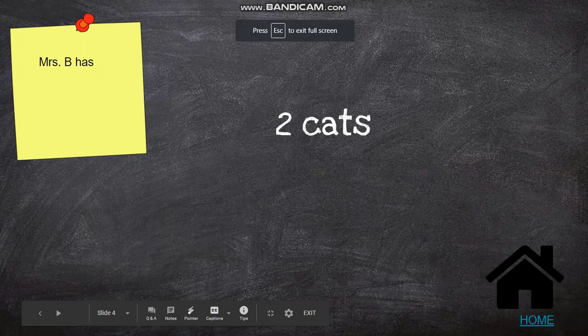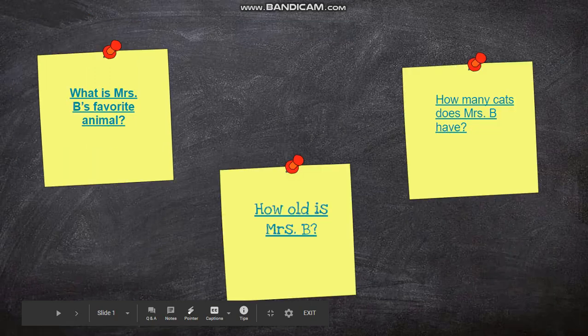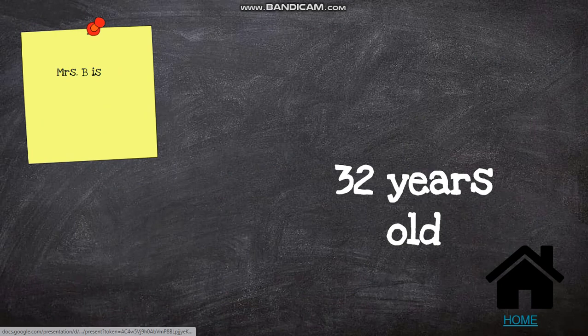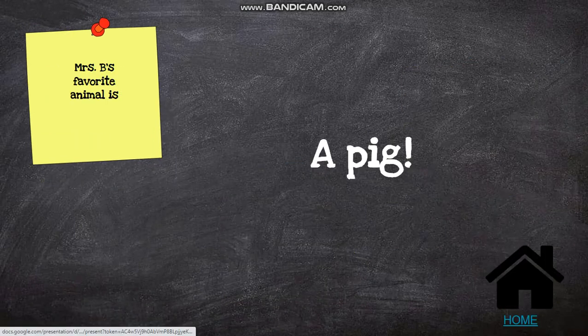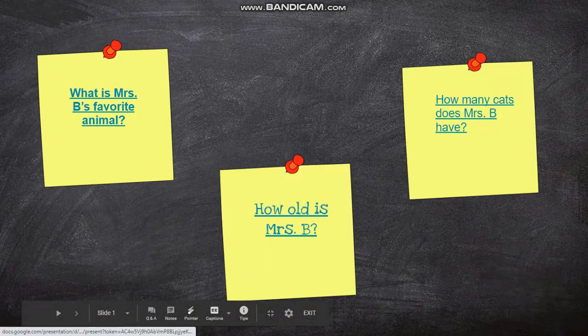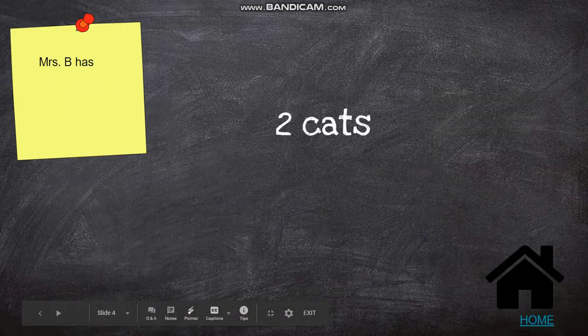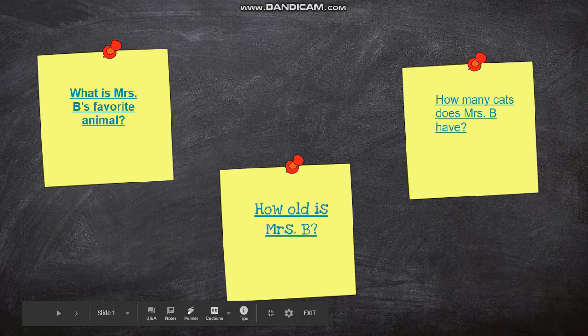All right, so now let's view the presentation. All right, so let's go home. Okay, so let's do a question. How old is Mrs. B? We click it, 32 years old, and then we go home, takes us home. What is Miss B's favorite animal? A pig. Home. How many cats does she have? 2. Home. So that home button just lets the kids have a chance to go back without having to go through all the slides and exiting it.